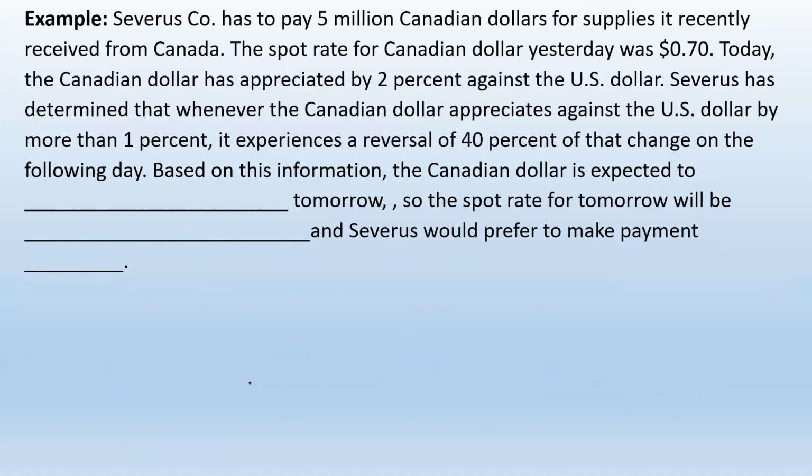So in this case, they will make a decision that they will make the payment tomorrow. The second example is this company that has to pay 5 million Canadian dollars, and today's spot rate is $0.70 per unit, and the Canadian dollar has appreciated by 2%. Which means today's spot rate for the Canadian dollar is 0.7 times 1 plus 2%. And this company determined that whenever the Canadian dollar appreciates against the US dollar by more than 1%, remember they found today it appreciated by 2%. This 2% is greater than 1%.